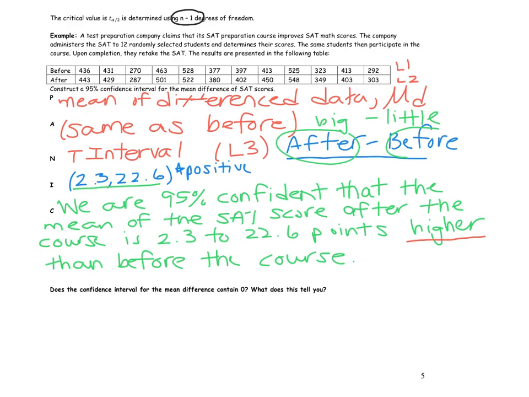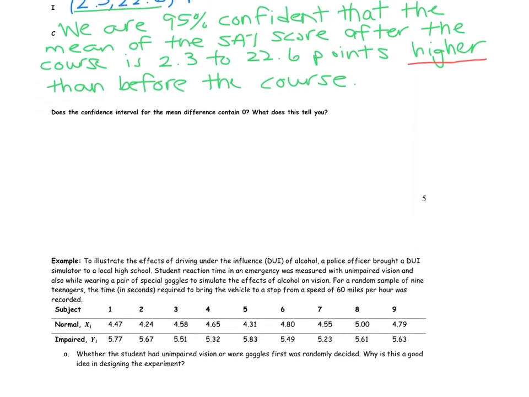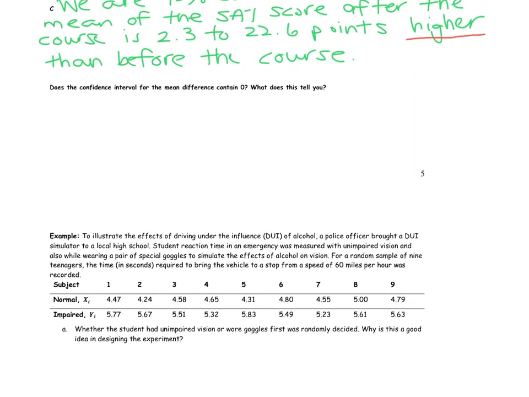Notice our confidence interval does not contain 0. So because it doesn't contain 0, it means that mu sub d can't be 0. So does it contain 0? No. What does this tell us? That mu sub d is tested not to be 0. And notice that this supports our hypothesis test.